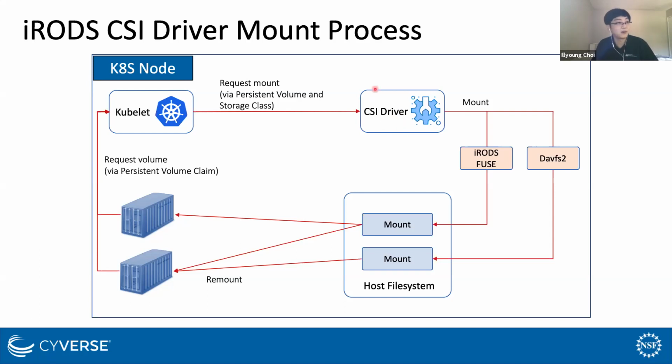Third, CSI driver reads the configuration parameters in persistent volume object and mounts the iRODS collection specified on a host file system using iRODS clients, such as iRODS Fuse or DevFS2 or NFS client. Users can specify which iRODS client to use in persistent volume object. Lastly, the mounted iRODS collection on host file system is remounted on Kubernetes container who requested the volume initially.